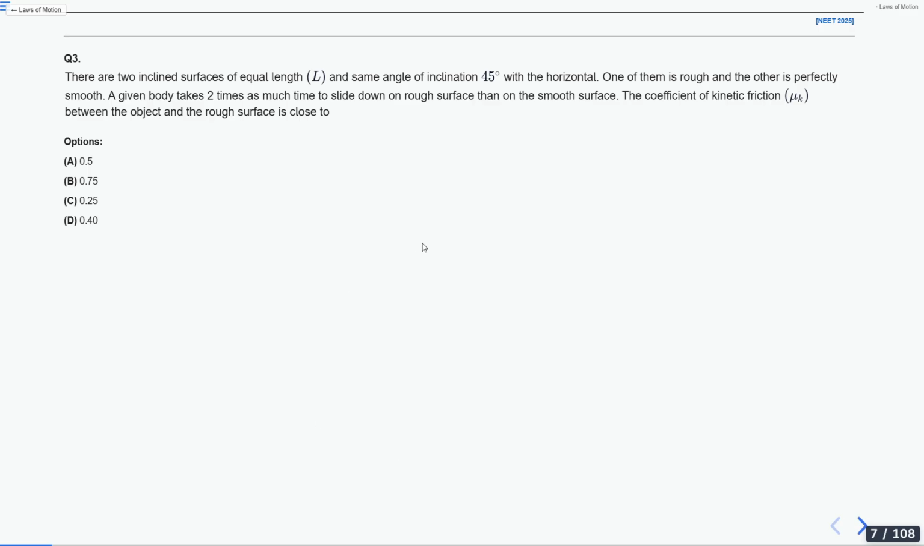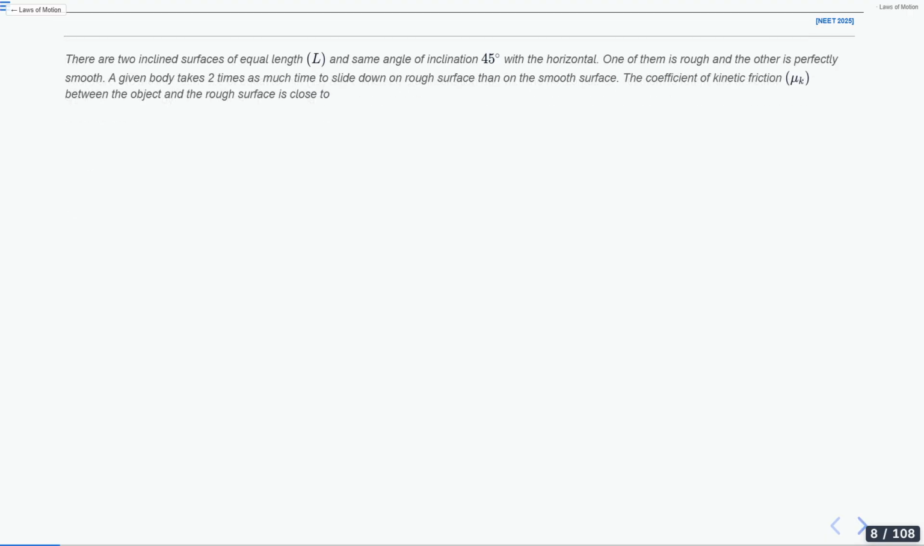So let's look at the solution. We don't have that much time in the NEET, so please make your calculations fast. Major students are answering that B is correct. So the answer is B, 0.75. This was asked in NEET 2025.